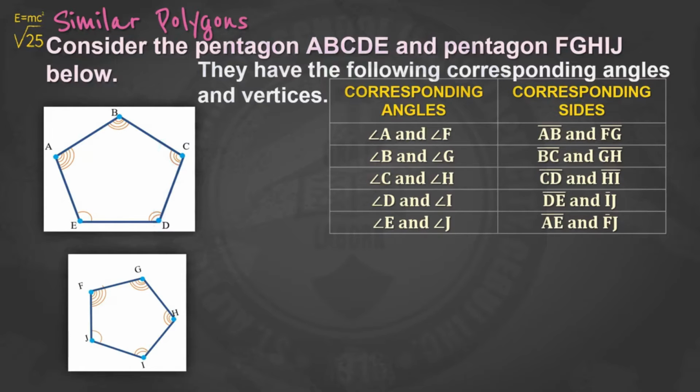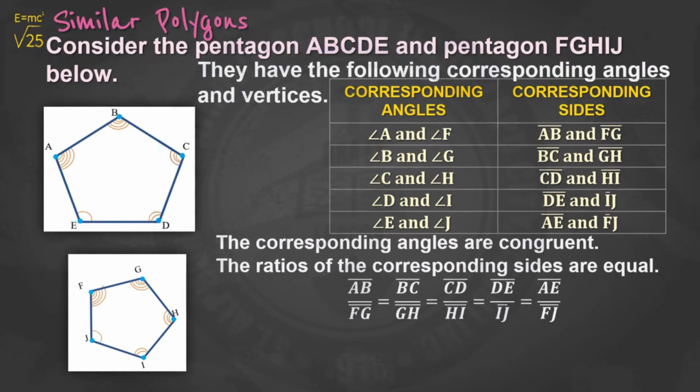And also its corresponding sides, we have segment AB and segment FG, segment BC and segment GH, segment CD and segment HI, segment DE and segment IJ, segment AE and segment FJ. The corresponding angles are congruent. The ratios of the corresponding sides are equal.